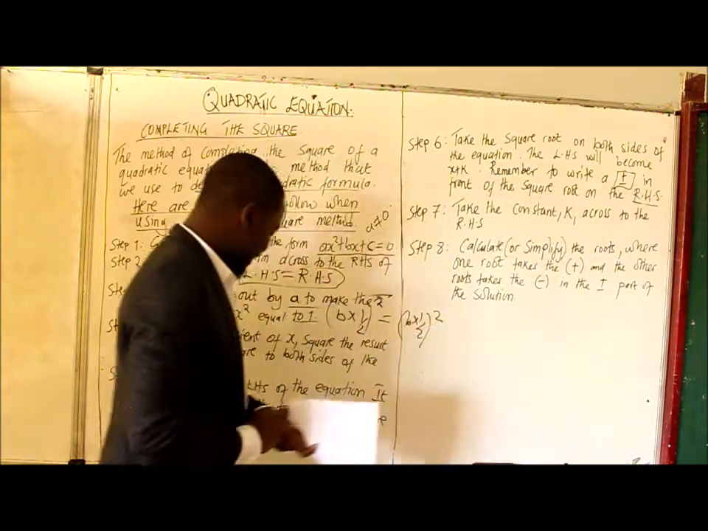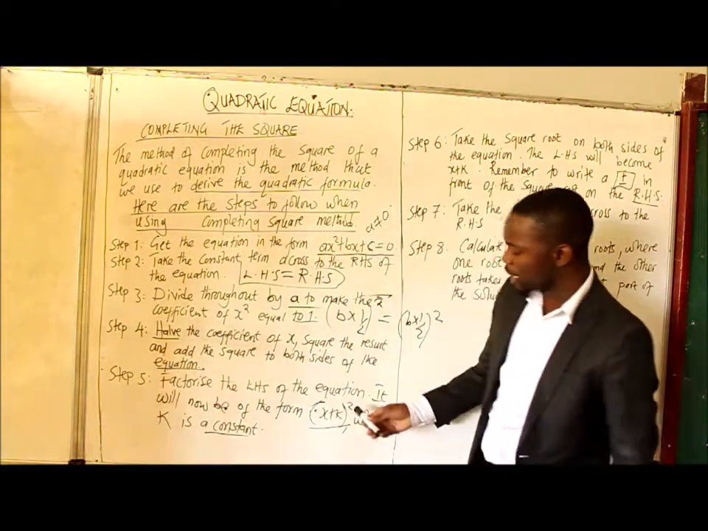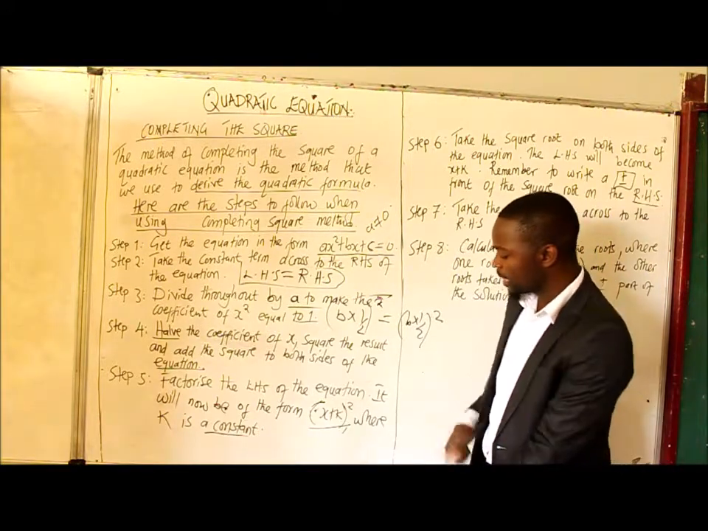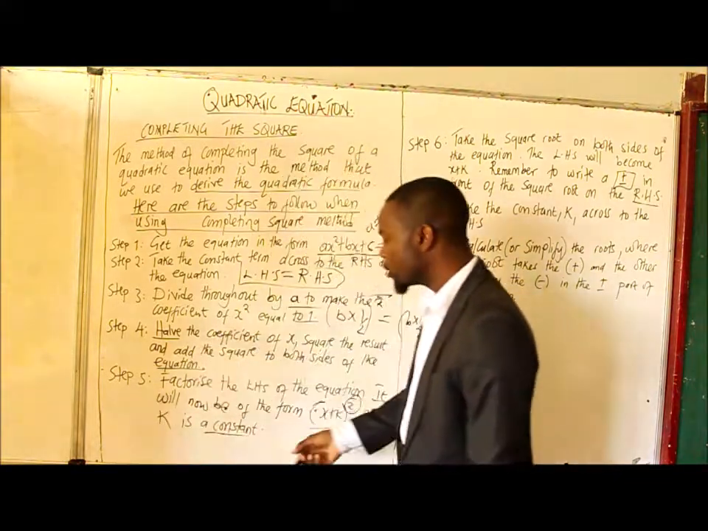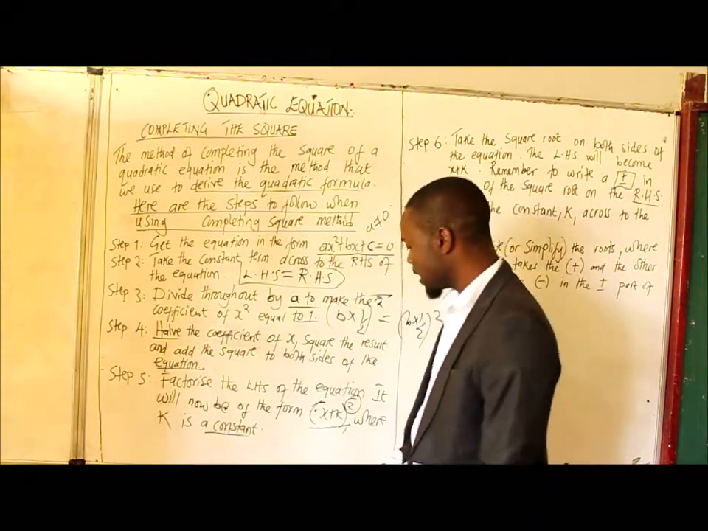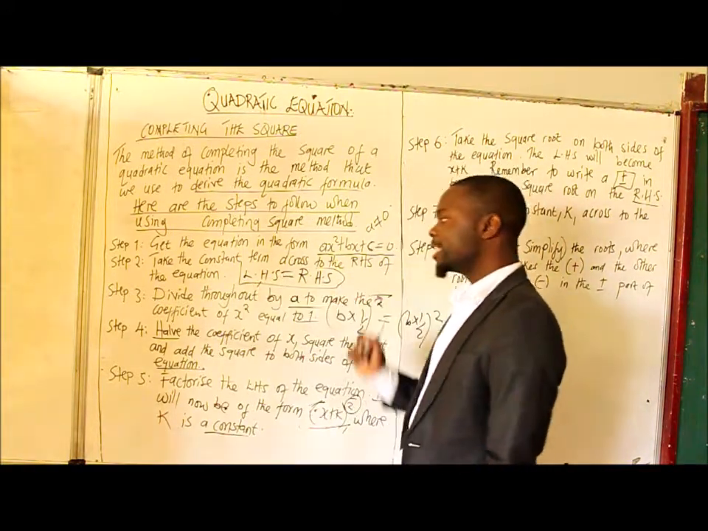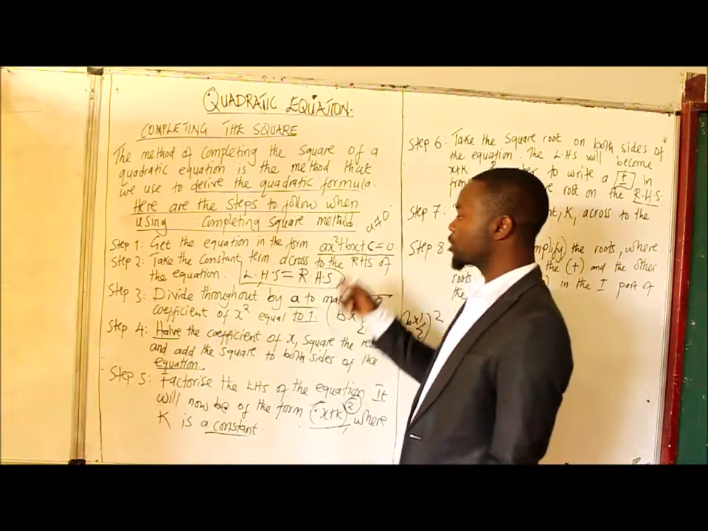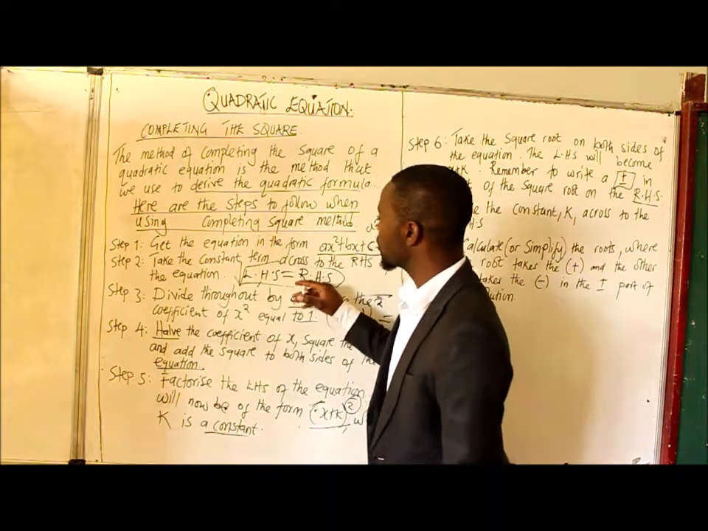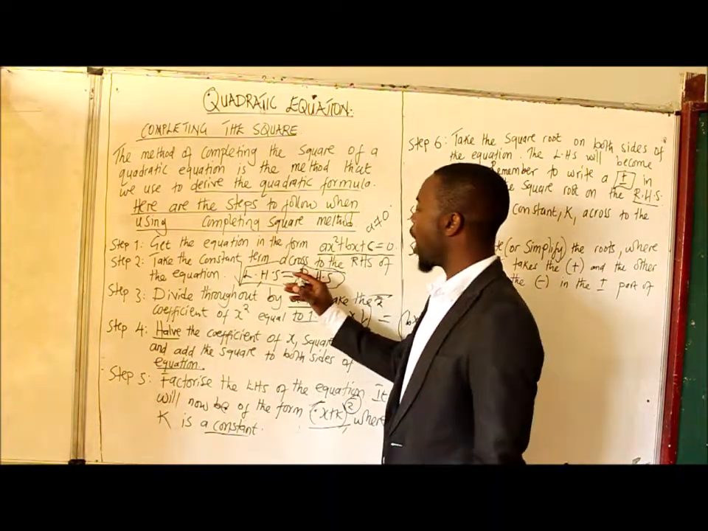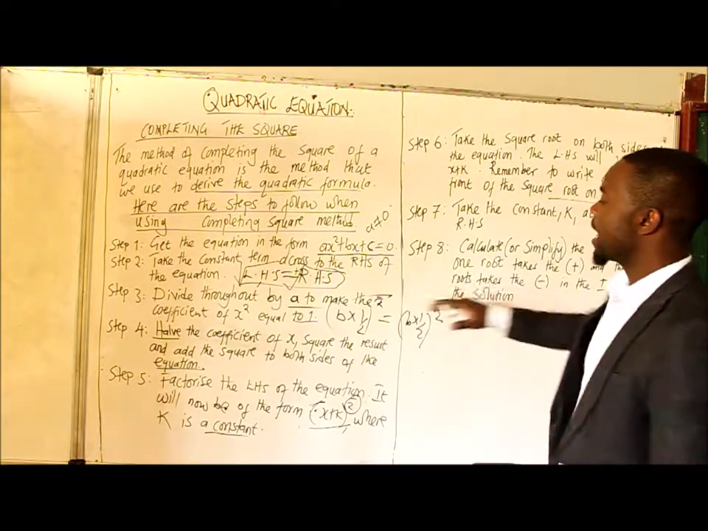This simply means that after you are done with step 5, remember that you have got a square here. So to eliminate this square, we introduce a square root, because a square root and a square usually cancel each other. When you introduce a square root on the left-hand side, for the equation to be balanced, you must also introduce it where? On the right-hand side. And remember to add positive or negative in front of the square root on the right-hand side.